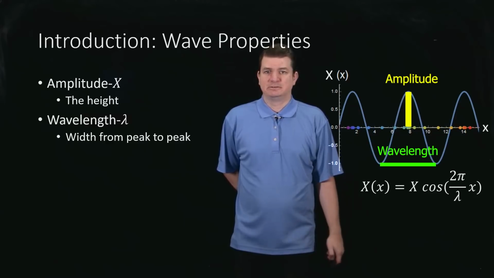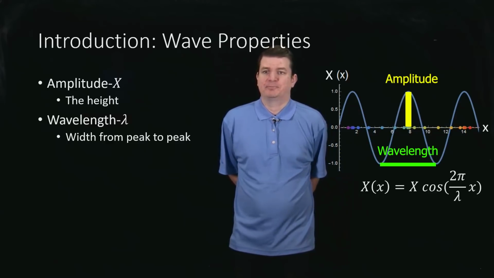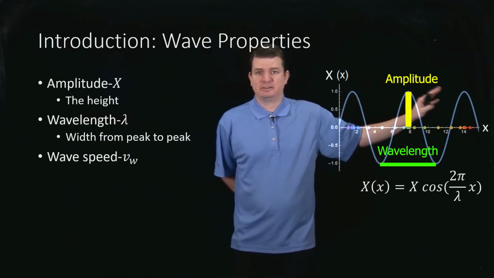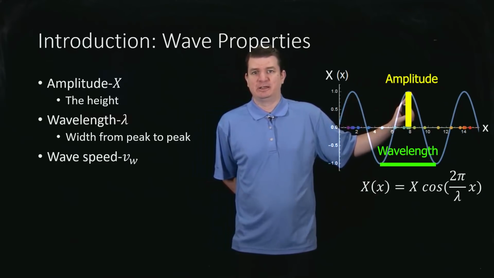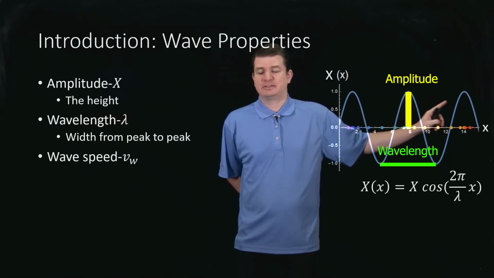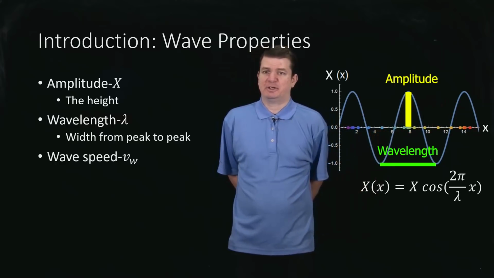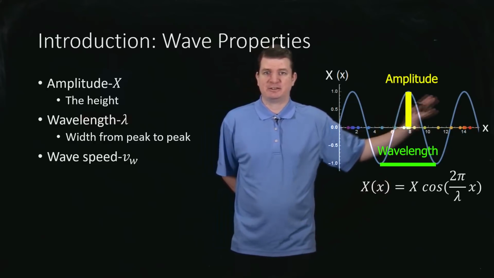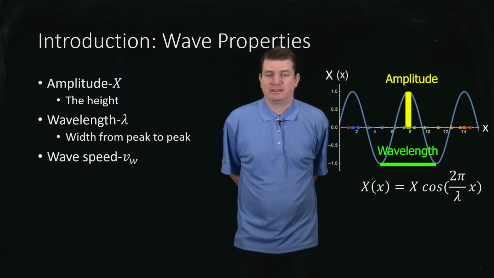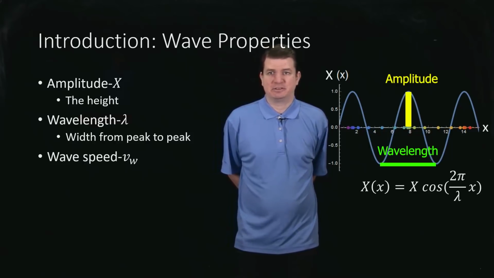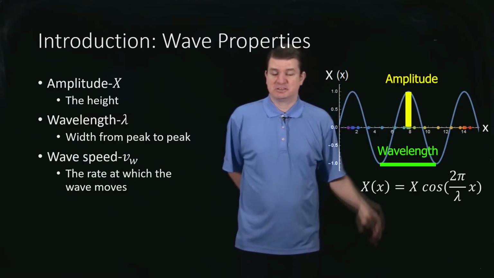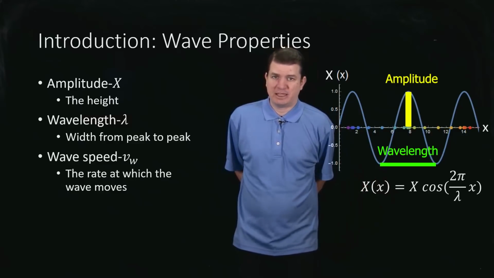So then, what else can we do? Well, obviously this wave was moving along, so if I followed one peak that was moving to the right at some rate, I can think about that rate as the wave speed. So the speed at which this wave is actually propagating, we're going to call that v sub w, using the notation of the textbook. And then this is just talking, as I said, about the rate at which the wave is moving.